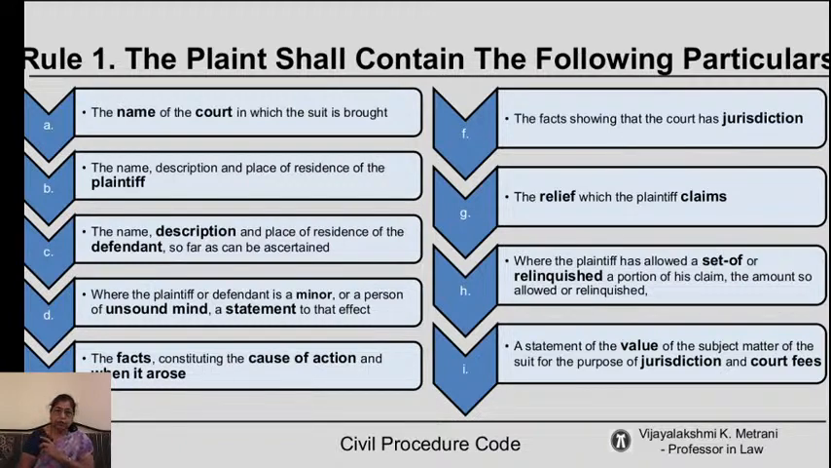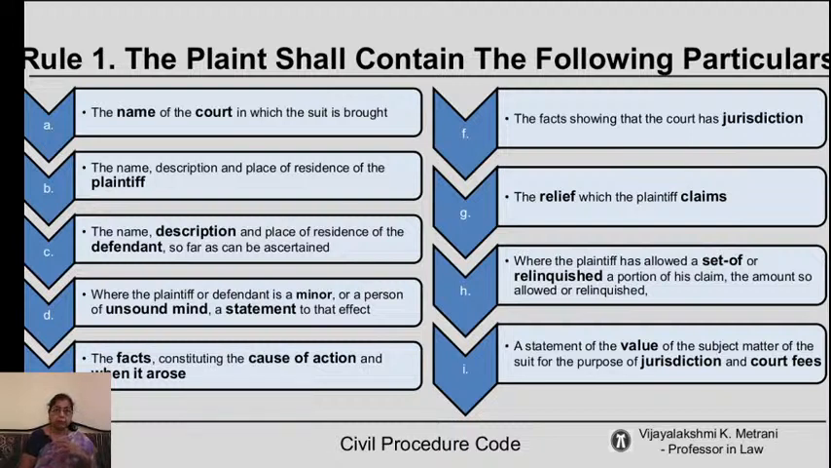So who is the defendant that he wishes to include? If it is 1 or 2, the name, description and place of residence of the defendant, as far as can be ascertained, it says. So as far as he knows about the address of that defendant, he can add it in the plaint.